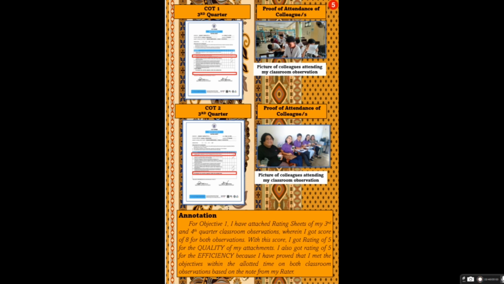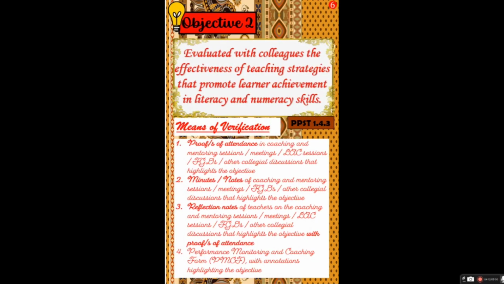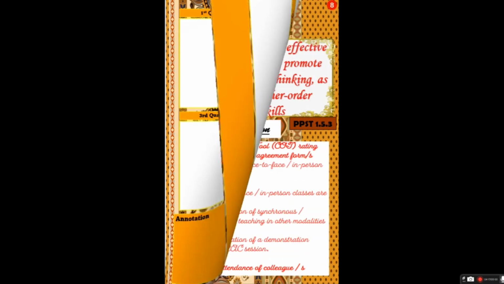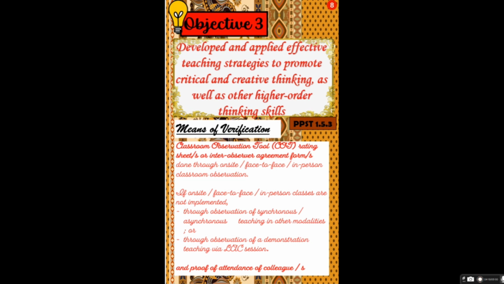Again, hindi po natin kailangan maglagay ng iba pang attachment like the lesson plan or whatever, kasi rating sheet lang po ang tinitingnan dito. And for the annotation, hindi po natin kailangang ipaliwanag kung bakit tayo nakakuha ng such rating kasi ito po ay galing sa ating observer. Ang ipapaliwanag lang po natin is kung anong IPCRF rating ang nakuha natin based sa inilagay nating attachment. Then we'll have objective number 2. This is a non-classroom observable indicator, kaya wala pang laman.